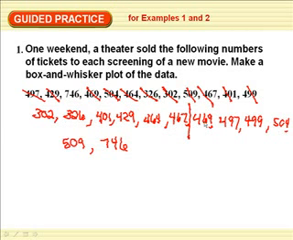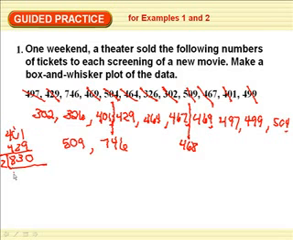I would make sure there's 6 on each side. 1, 2, 3, 4. There is. So the number between 467 and 469 is 468. So that's my median. Now between those 6, 1, 2, 3, 4, 5, 6, the line would have to go here to make it 3 on each side. So what number's between 401 and 429? Well, I'm going to have to add those and divide by 2. 830 divided by 2 is 415. So that's the lower quartile, 415.